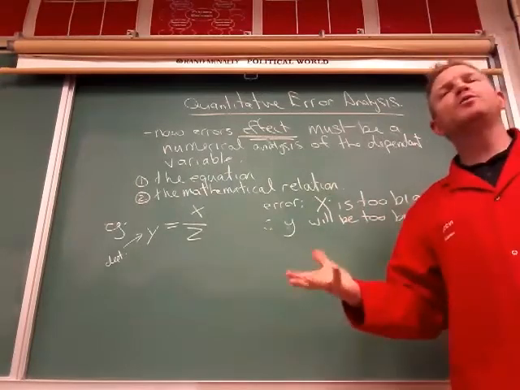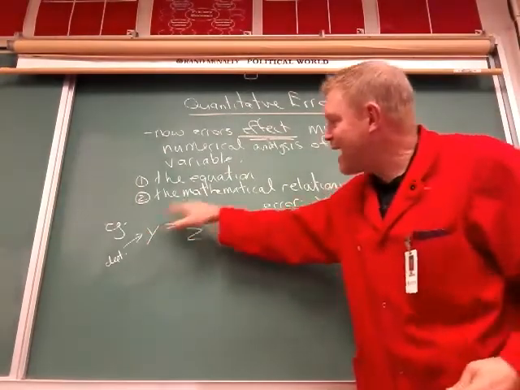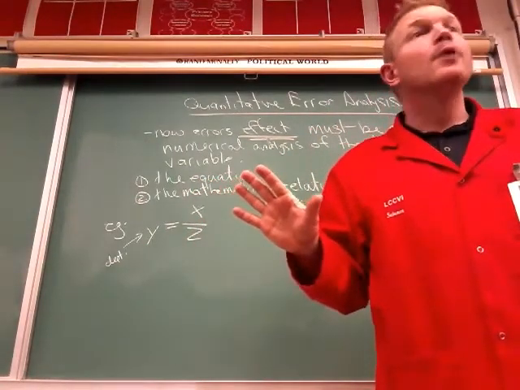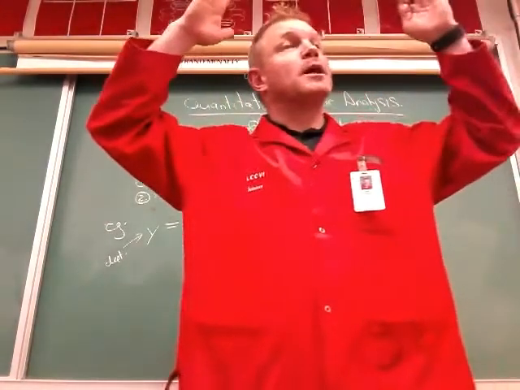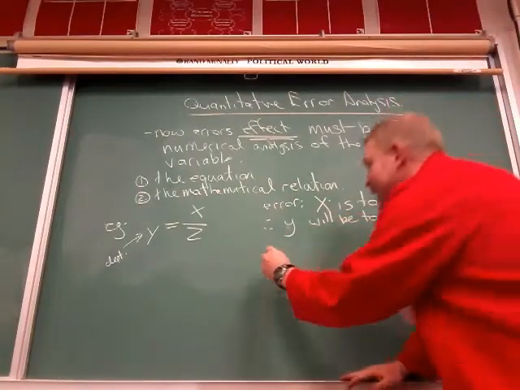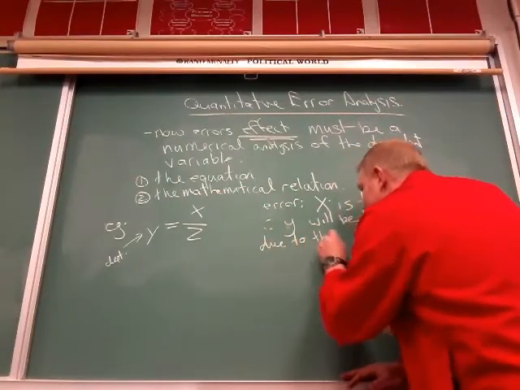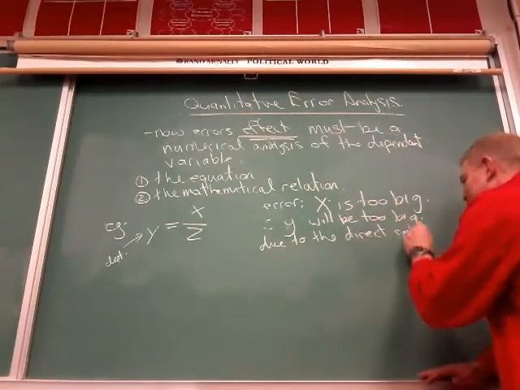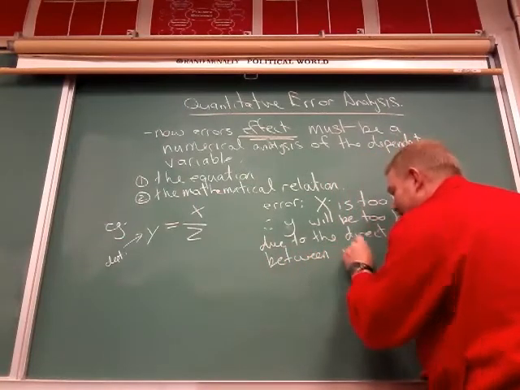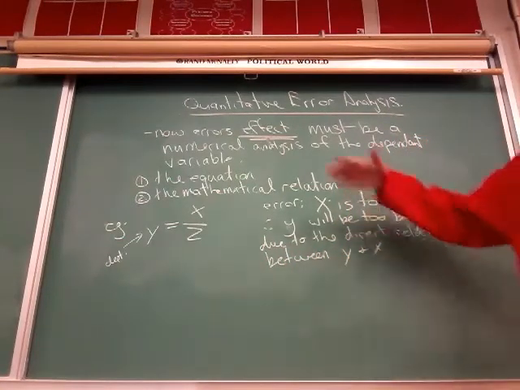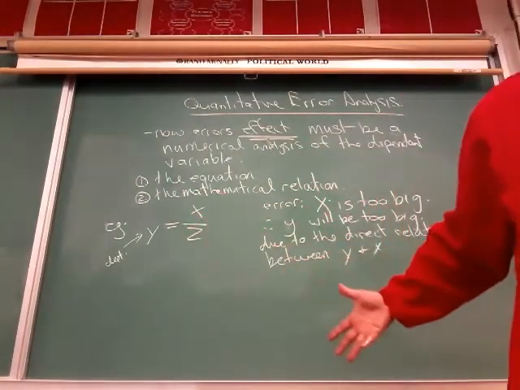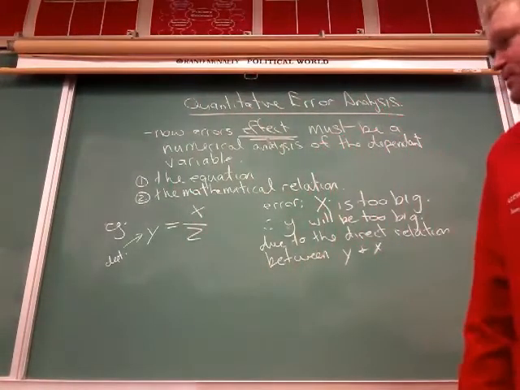All right? Why would we say something like that? Well, when we have the x on the top, we say that it's a direct relationship. We say that when one gets bigger, the other one gets bigger. That's a direct relationship. So, if x is too big, then y is too big due to the direct relation between y and x. And to finish your write-out, you could say, as can be seen by the equation that was used. You might even want to put the equation in to make a firm argument of what happens.